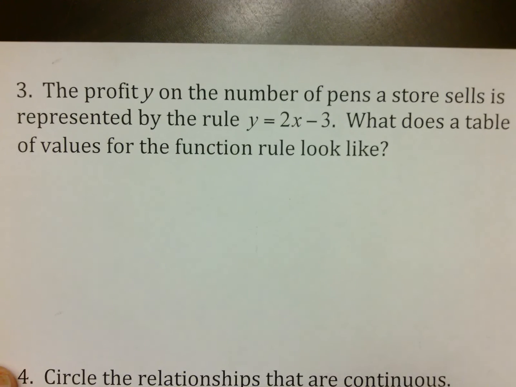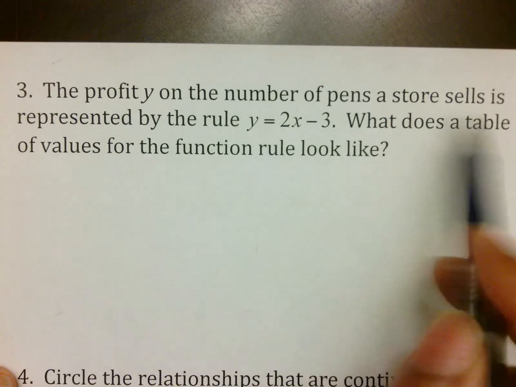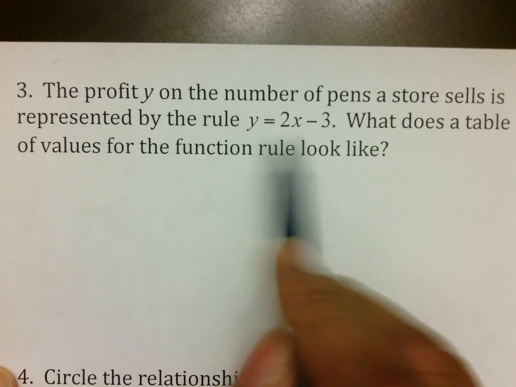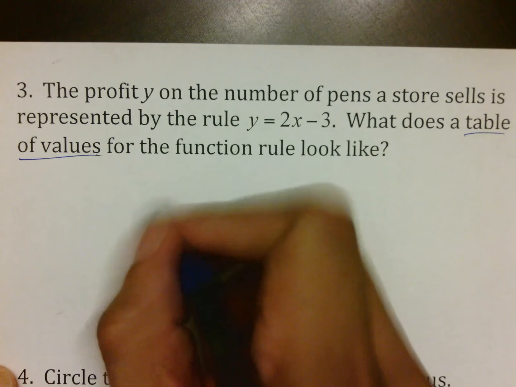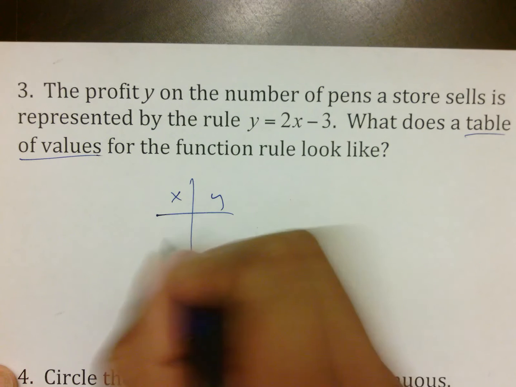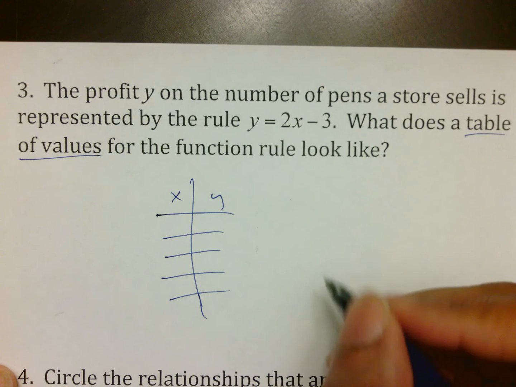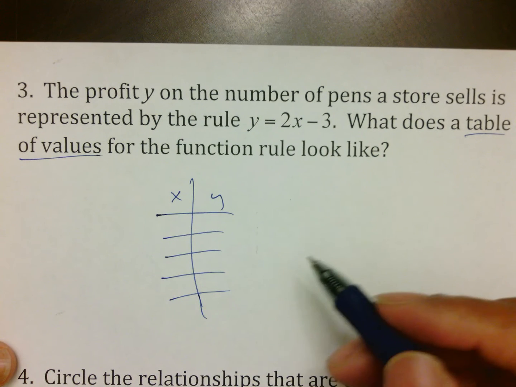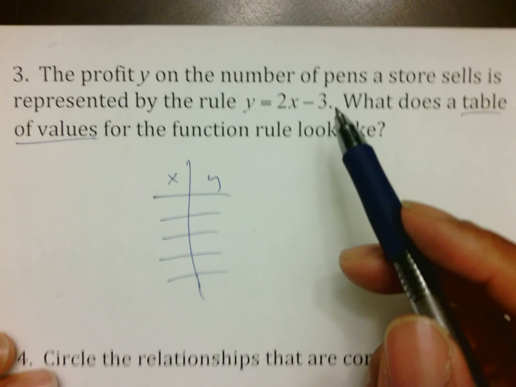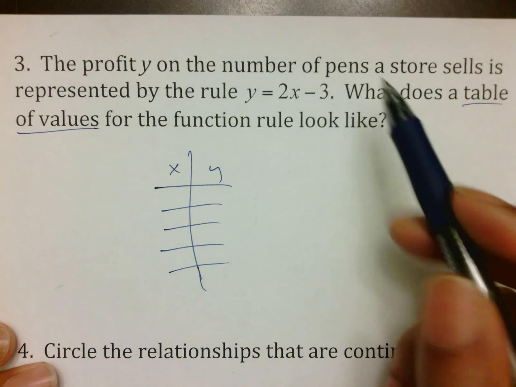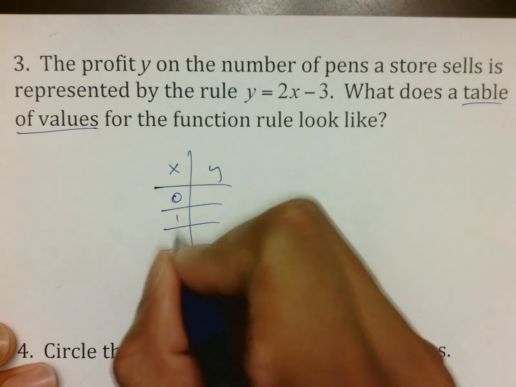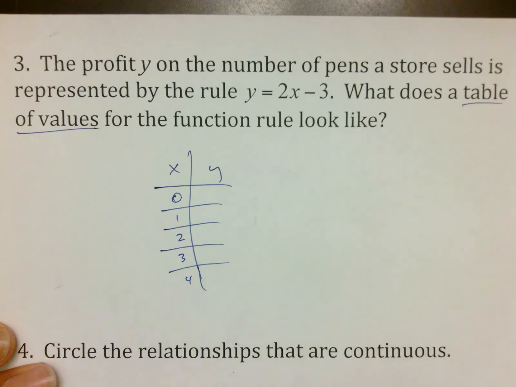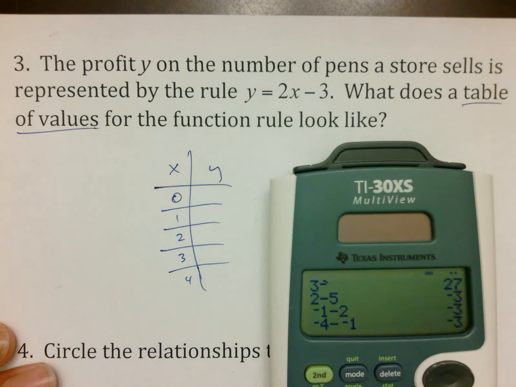Number 2, read the question. The profit on the number of pins the store sells is represented by the rule. Here, what does a table of values look like? All you have to do is give me some points. But again, it has to be a reasonable set of points. What I said in this problem on your notes is that you should not start with a negative because you can't sell a negative number of pins. Start from the lowest. The lowest number of pins you can sell is 0. And then from there you just do 0, 1, 2, 3, 4.